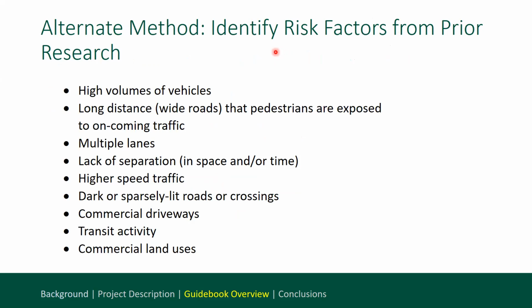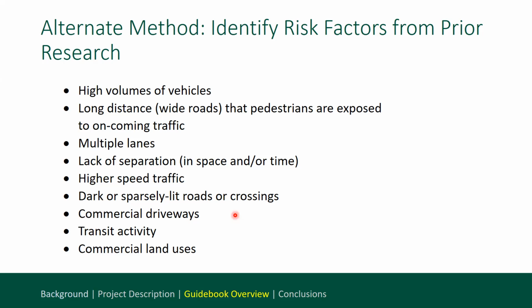Okay, so if you don't develop your own SPF, you could find risk factors based on prior research. So prior research says, okay, pedestrians are more likely to have fatal crashes at locations where there are multiple lanes, a lack of separation in space or time, higher speed traffic, commercial driveways, transit activity, and those kinds of things. Transit activity could be a great example, right? We know that where more transit activity happens, where there are more transit stops, there's going to be more pedestrian activity as well.